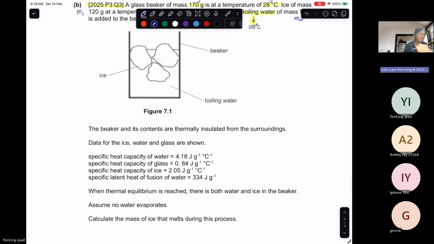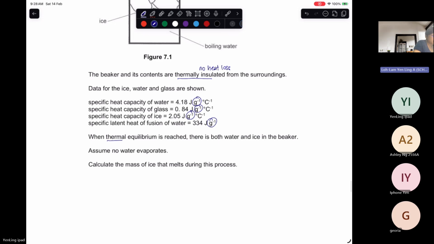So then they give you specific heat capacity of water, specific heat capacity of glass, and so on and so forth, and if you look at the units, it's all in grams. Okay, so you have to be careful in terms of the conversion. All right, now they are thermally insulated, and all these contents from the surroundings, so it tells me that there is no heat loss. So the exchange is all between these three bodies. So they tell you when thermal equilibrium is reached, there is both water and ice in the beaker.